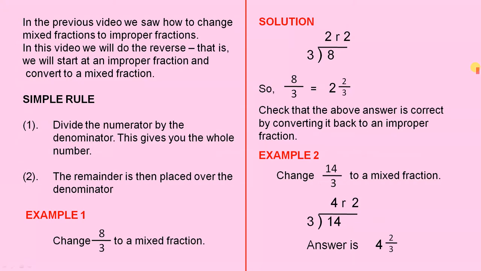Now here's the simple rule. Divide the numerator by the denominator. This gives you the whole number. The remainder is then placed over the denominator.